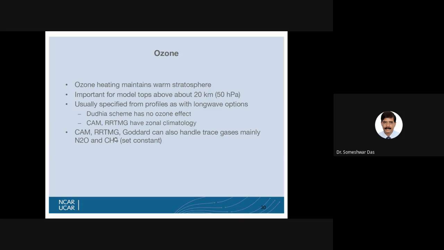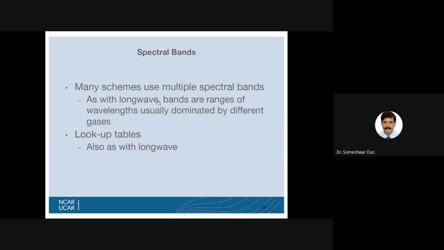CAM, RRTMG, and Goddard can also handle trace gases, mainly nitrogen oxide, nitrous oxide, and methane. So these are the options for the GHGs. Then spectral bands. Many schemes use multiple spectral bands. As with the longwave, bands are ranges of wavelengths usually dominated by different gases. Lookup tables, as I mentioned earlier, are available for that, in which pre-computed fluxes from the RRTM are stored for utilization, and you don't have to compute those things again. You just use the lookup table.